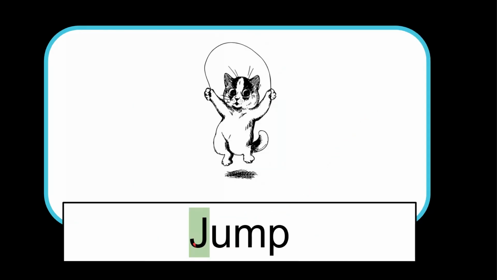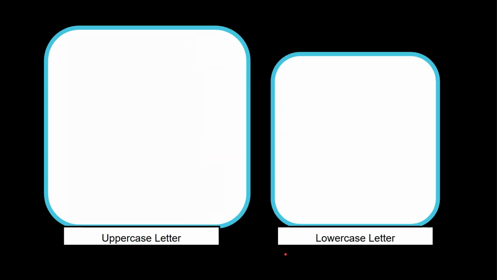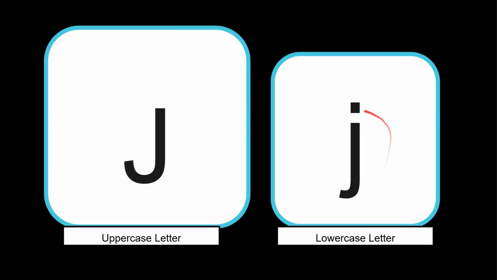Next, we have J, the letter J, just like in the word jump. We have the uppercase J, and some people put a bar on top, and we have a lowercase j that we have to remember to dot.